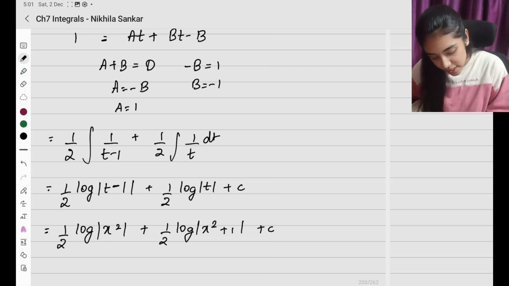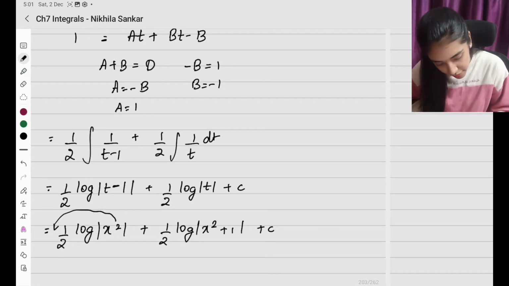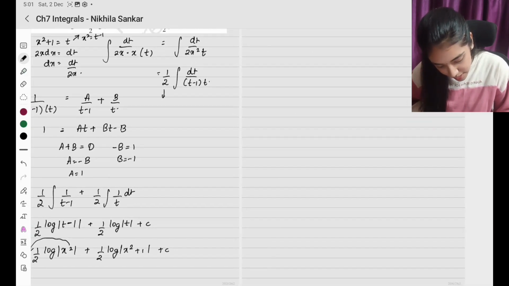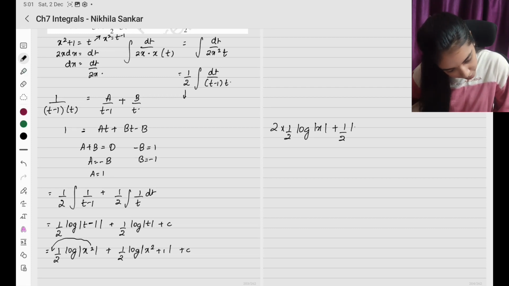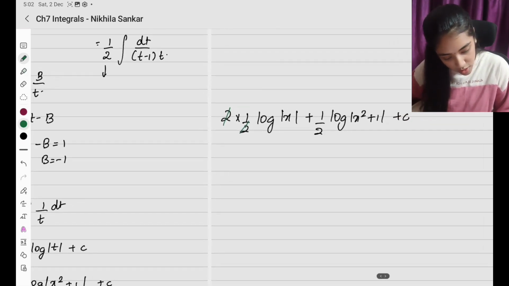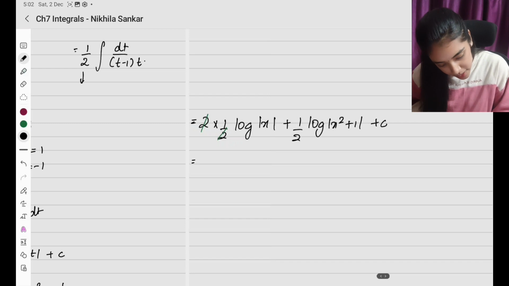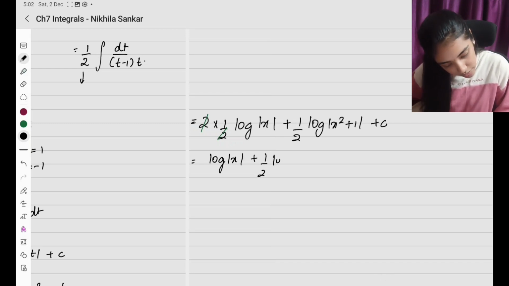So in that the 2 comes down. So it becomes 2 times half. So I'll write it here. I have 2 times half log mod x plus half log mod x square plus 1 plus c. So I can cancel the 2 and the 2. So how does my final answer look like? It is going to be log mod x plus half log mod x square plus 1 plus c.